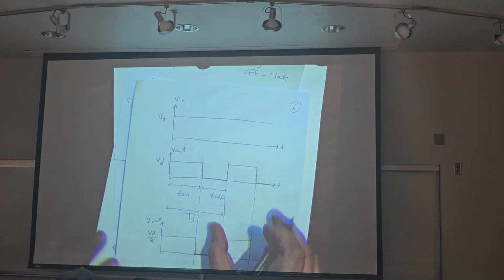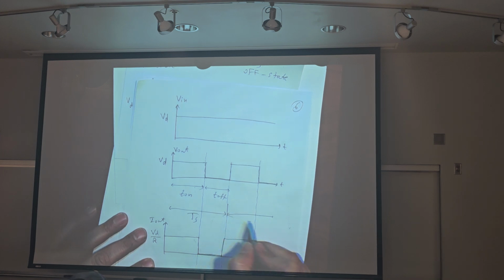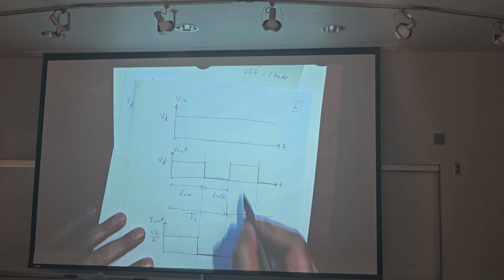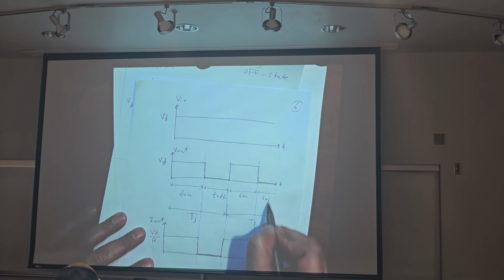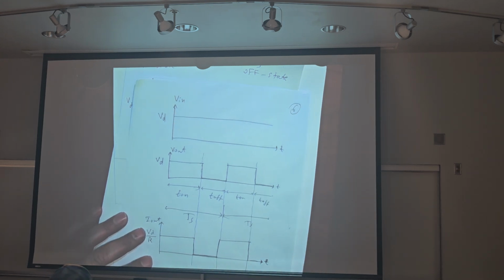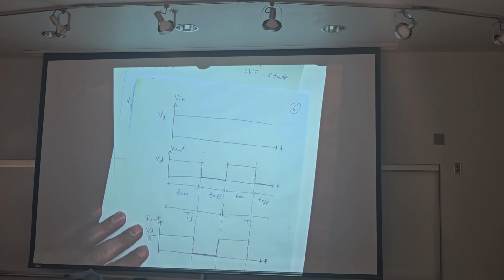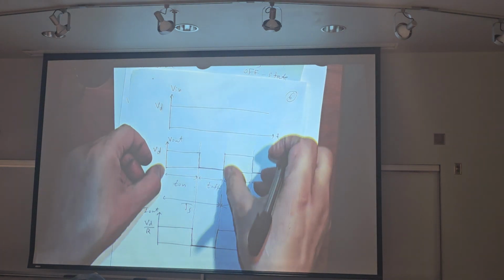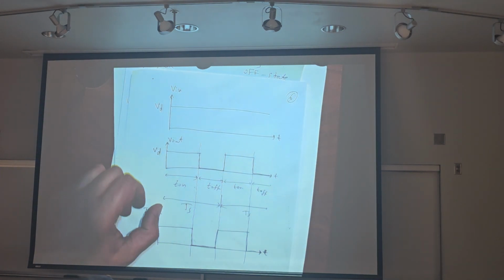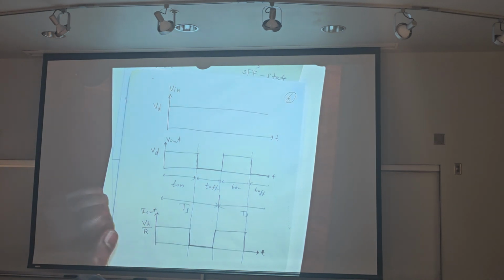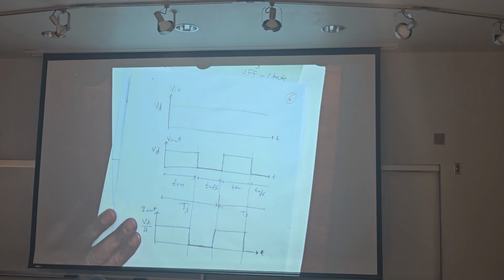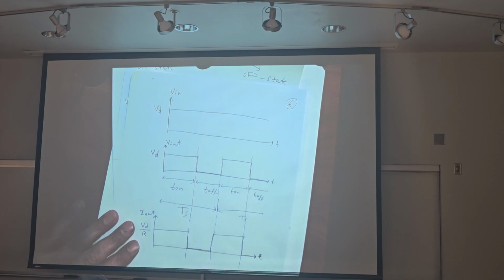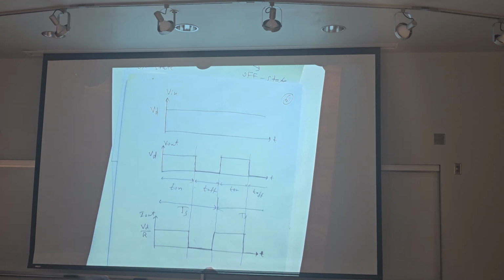Second period, this one, TS also. And this is T on again, and T off again. Do I repeat it and add it in the equation? No, we take just one period to analyze the signal. Just one period.